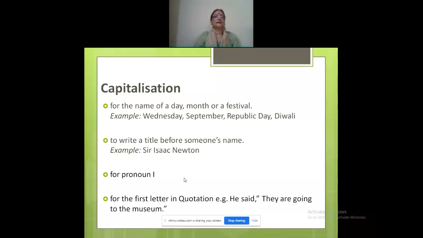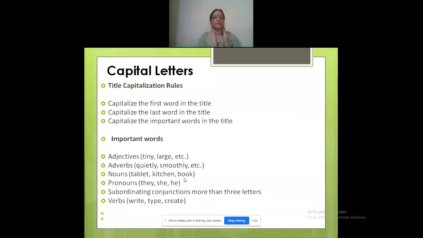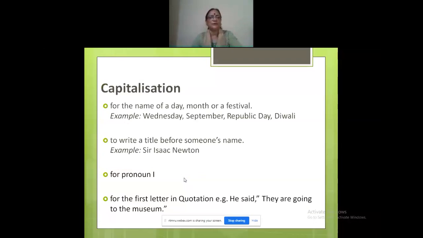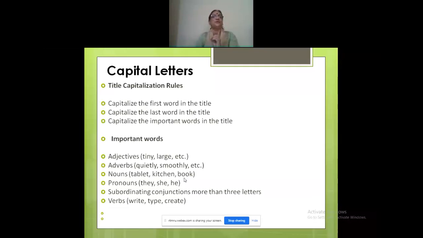So, next is when we are dealing with the title. These rules are the general rules which we must have learnt, and which we must be using all the time. But when it comes to title capitalization, then certain formalities again have to be followed. Always capitalize the first word in the title, the last word in the title, and the important words. So these are the three very important things.